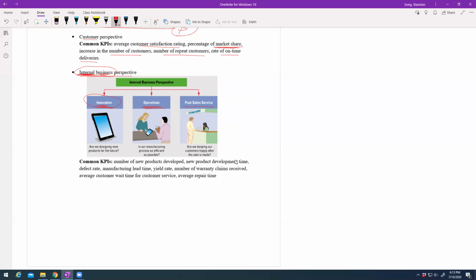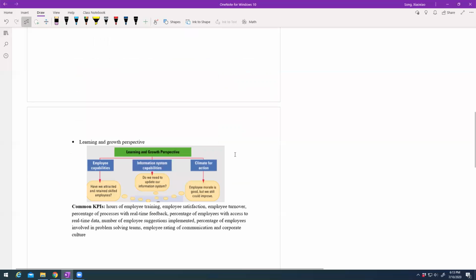I'm not going to read all of these, but you definitely have to know all these examples. Internal business is, I would say, the hardest perspective because it includes more examples, everything related to your inside operation, including after the sales. Those are the internal business perspective.